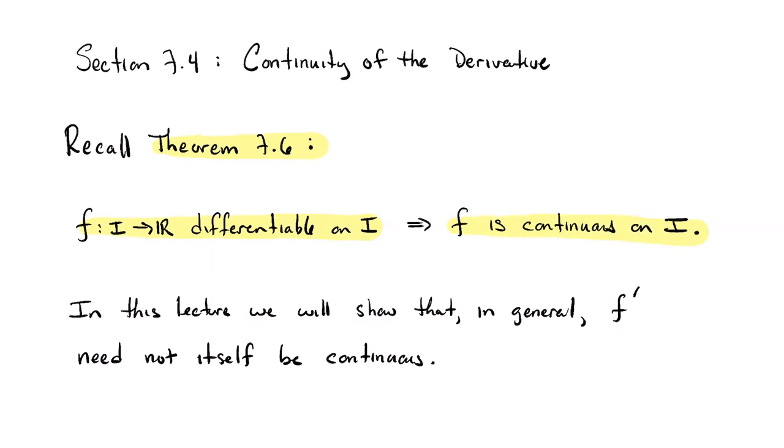We've seen examples, and you should stop the video right now and recall what the example is, that the converse of that theorem doesn't hold. A function can be continuous at a point without being differentiable at that point. So differentiability and continuity are not the same notion. In this lecture, we're going to show by an example that it's possible that a function be differentiable, that is, that the derivative f prime exists on some interval. The example I'll give, the interval is the entire real line, but that derivative need not be continuous.